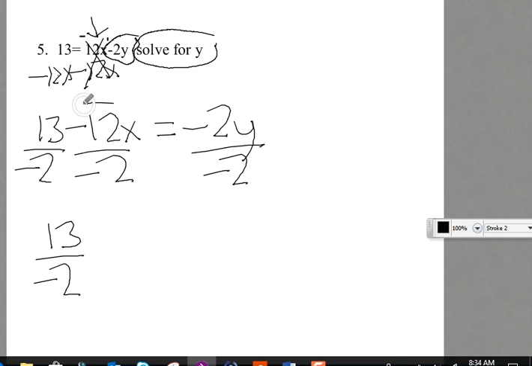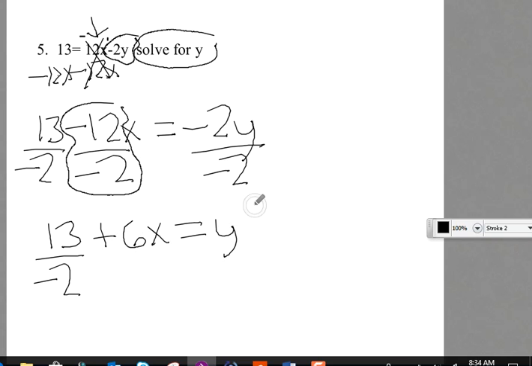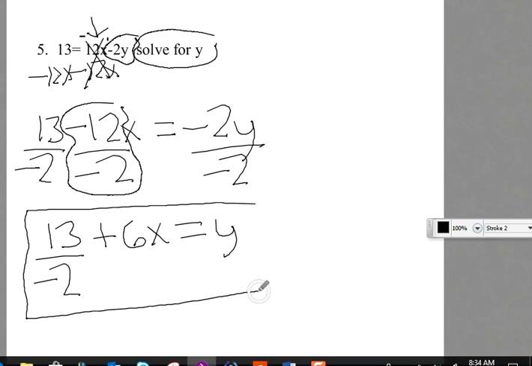We've got a negative 12x divided by a negative 2. And if you put negative 12 divided by negative 2 into your calculator, you're going to get a positive 6x equals y. Okay, and that is our solution.